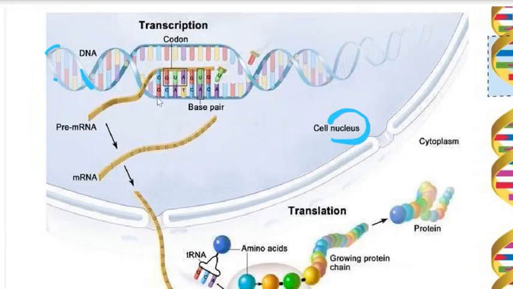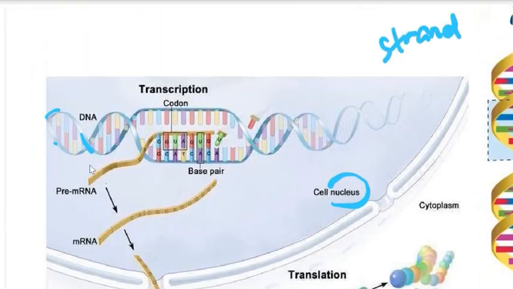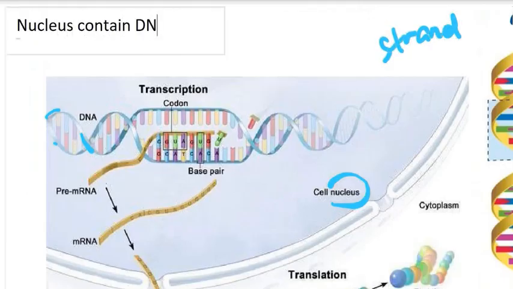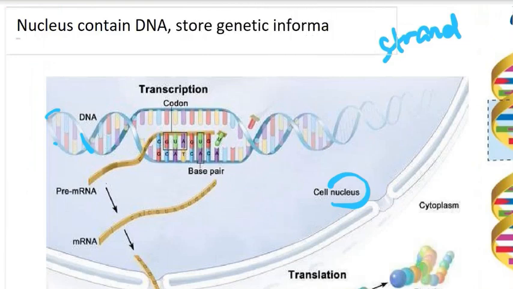So what is found inside the DNA? Actually, the nucleus stores the genetic information. It's because the nucleus contains the DNA, right? Nucleus contains the DNA, so it is able to store the genetic information. So what does genetic information mean?